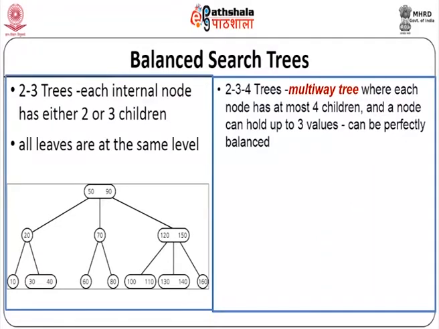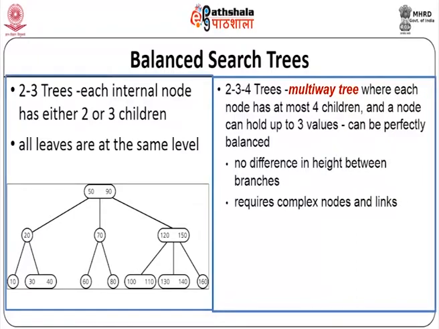We are not discussing 2-3-4 trees in this module, but just for comparison, it is again a multivariate tree, where each node can have at most 4 children. In a 2-3 tree you can have at most 3 children, and a node can hold up to 2 values. A 2-3-4 node can hold up to 3 values. It can be perfectly balanced, so there is no difference in height between the branches.